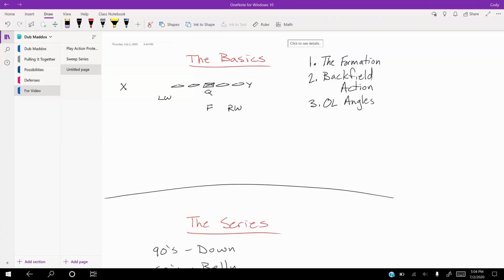Now that differs. You may say, okay, well, what about the wishbone? These guys are normally set more like so when you're in the wishbone. But anyway, for the wing tee, that's the basis of it right there, that we've got a T in the backfield and we're able to get a wing to one or both sides. So that's the formation.